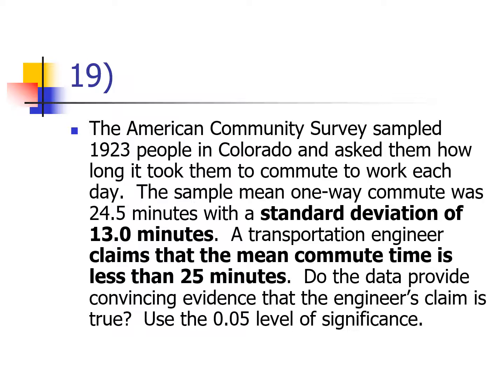So the American Community Survey sampled a bunch of people and asked them how long it took them to commute to work. The one-way sample mean was 24.5. Here the book actually is explicit. No, I take it back, it's not explicit. It says just a standard deviation of 13.0, but anytime it's not explicit, we know it means sample, so we know t-test. And a transportation engineer claims that the mean commute time for all commuters is less than 25 minutes. So let's test that engineer's claim.